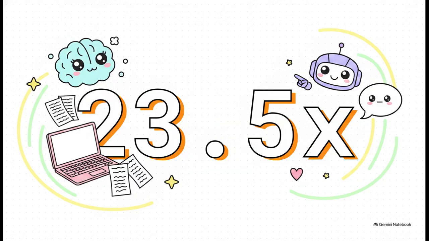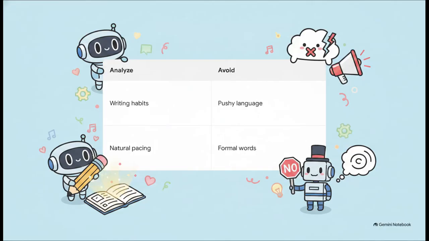So how do we start injecting your personality into it? Get this. Research shows that providing just 2 paragraphs of your actual past writing improves the AI's tone replication by up to 23.5 times compared to just trying to describe your tone with words. 23.5 times. Showing it real examples of how you speak is literally the ultimate shortcut. But analyzing your past writing is only half the battle.